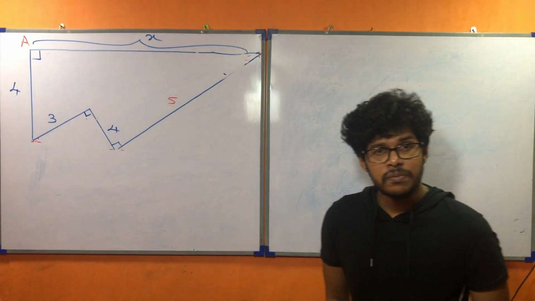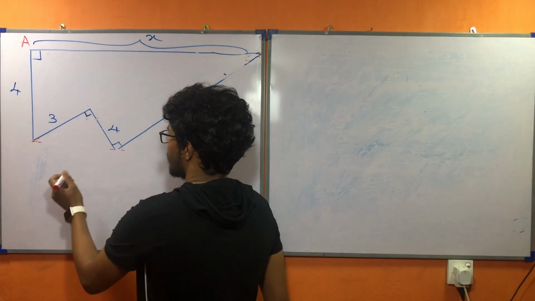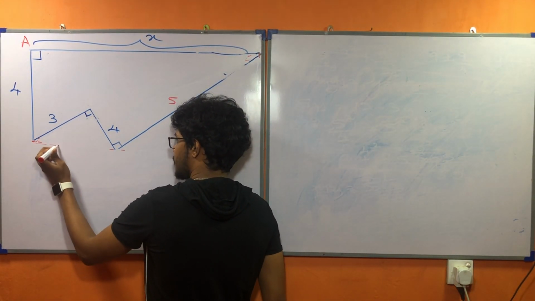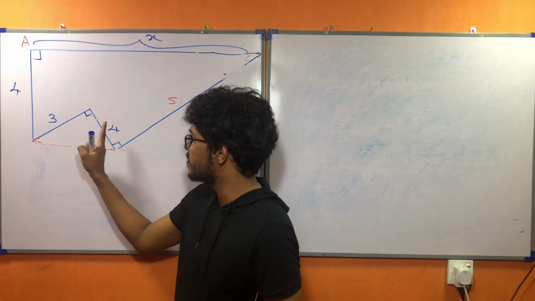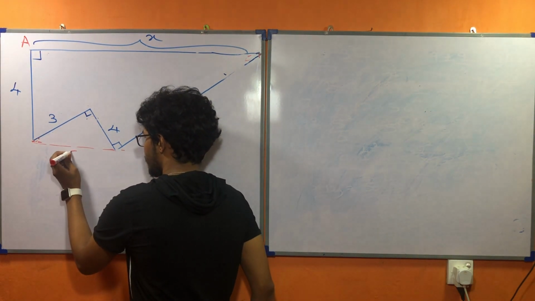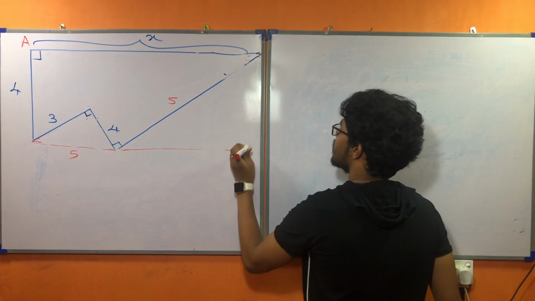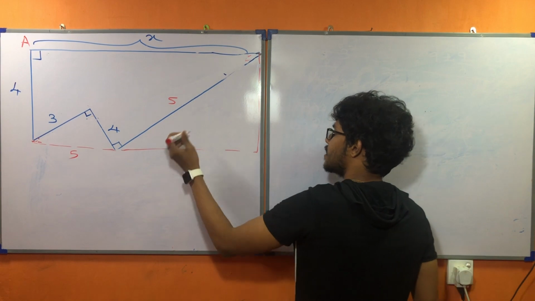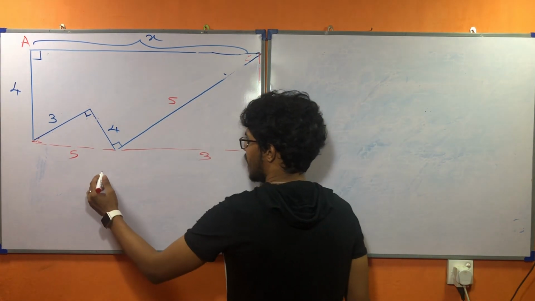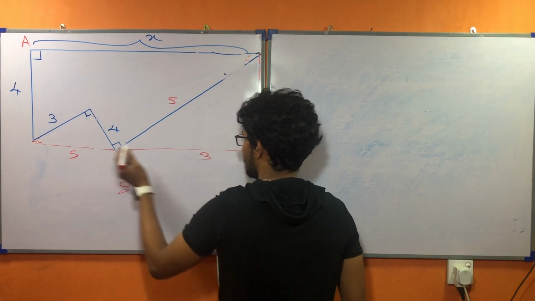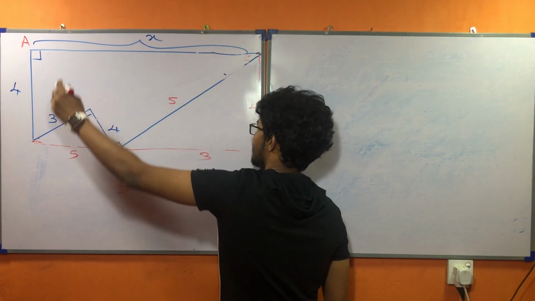What many students did was they just joined this line from here to here. By using Pythagoras triplets, they wrote that if this one is 4 and this one is 3, this is going to be 5. And they also joined from here to here, and since this is 4 and this is 5, they wrote this is 3, and they wrote the answer is 8. So the full length is 8, so this will be equal to this.